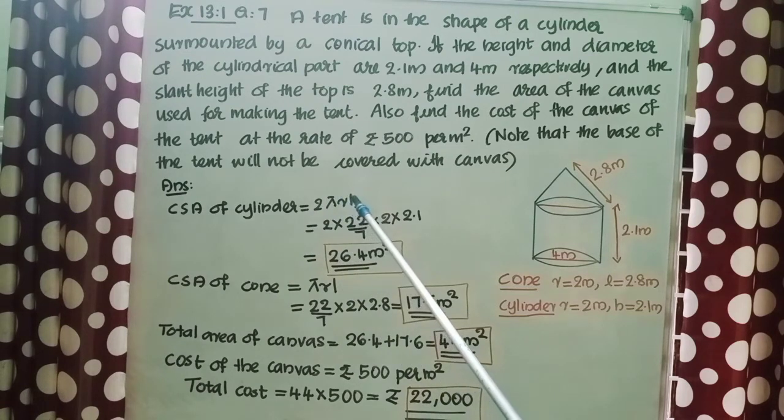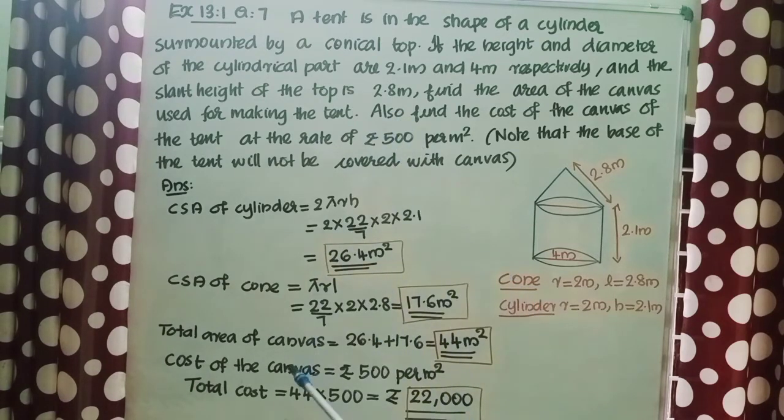CSA of cylinder equal to 2 pi rh. That is equal to 2 into 22 by 7 into 2 into 2.1. That is equal to 26.4 meter square. CSA of cone is pi rl. That is equal to 22 by 7 into 2 into 2.8. That is equal to 17.6 meter square. So total area of the canvas equal to 26.4 plus 17.6. That is equal to 44 meter square.